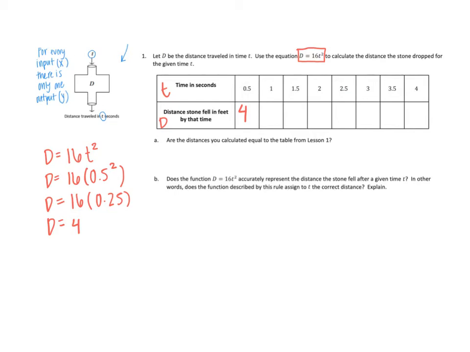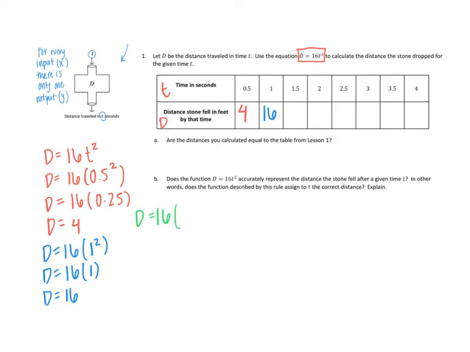I'll do the next one, which is 1. So I have d equals 16 times 1 squared. 1 squared is 1. And so 16 times 1 is 16. Okay, and I'm going to go through and do that for all of these here.